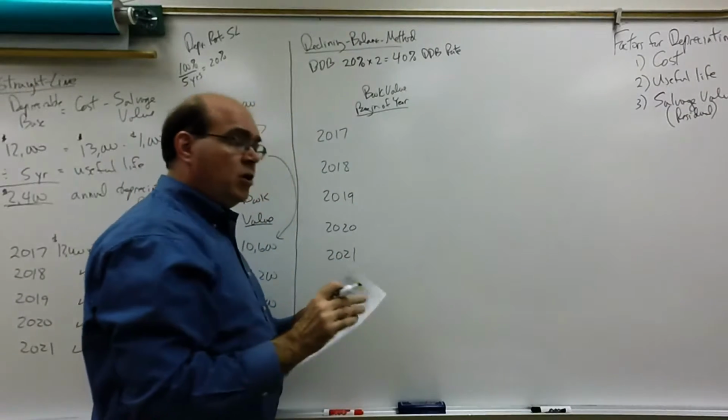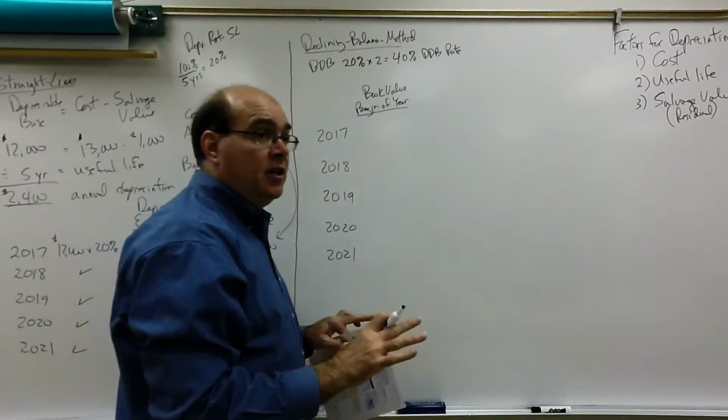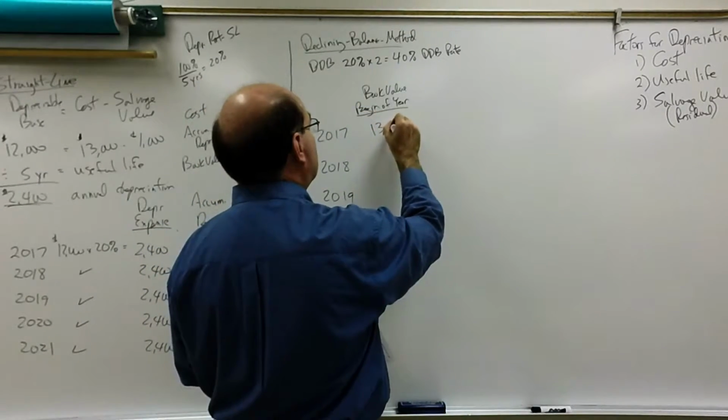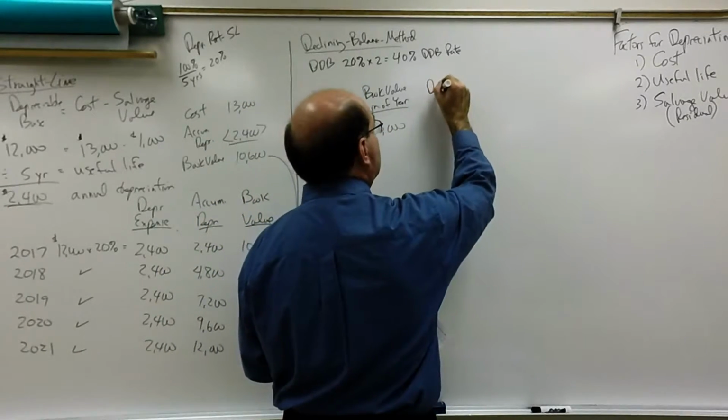Now, in this case, we're going to ignore the salvage value at the beginning. So this is completely different than the other two. So the cost is what we have, $13,000. That's what we think it's worth. And then we're going to multiply it by the depreciation rate.